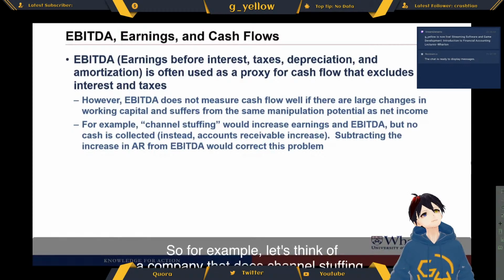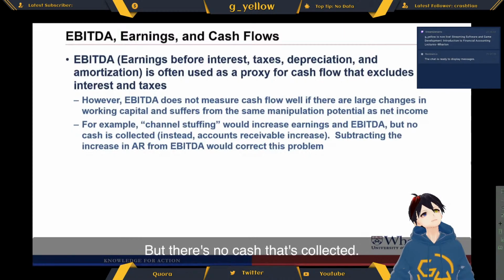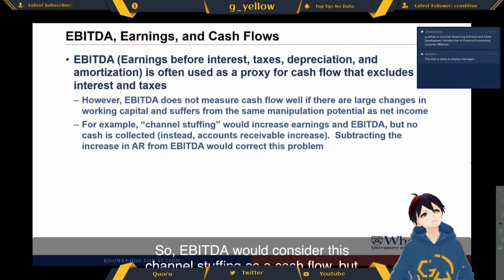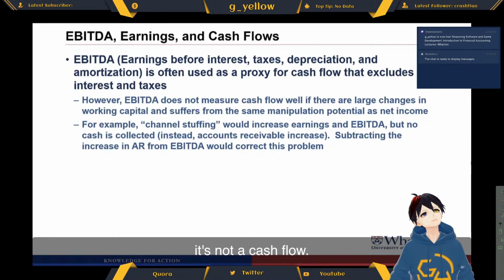So for example, let's think of a company that does channel stuffing. Channel stuffing is a situation where at the end of a quarter, the company is trying to meet an earnings target, so they ship a bunch of product to customers in order to book the revenue, which would then increase earnings, and of course then increase EBITDA. But there's no cash that's collected, the customers haven't paid us yet, instead accounts receivable go up. So EBITDA would consider this channel stuffing as a cash flow, but it's not a cash flow.